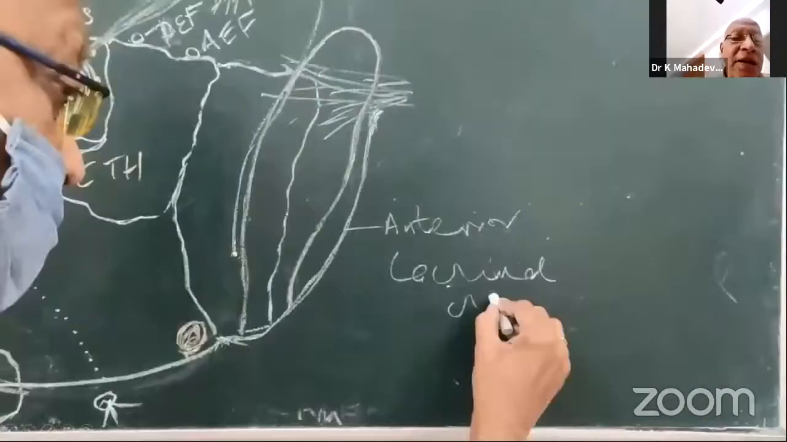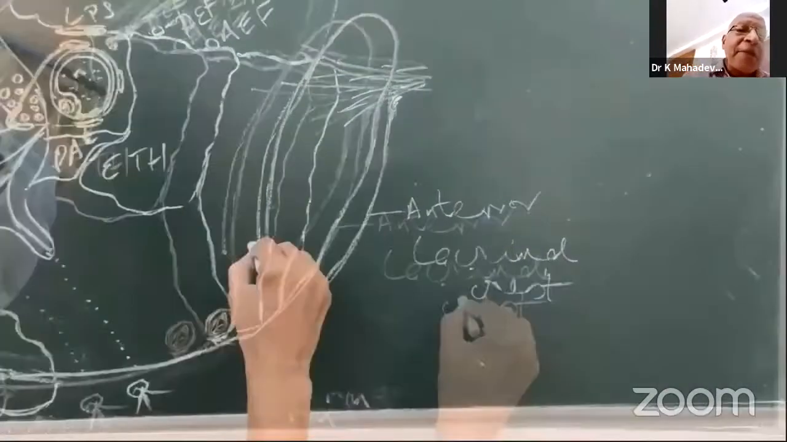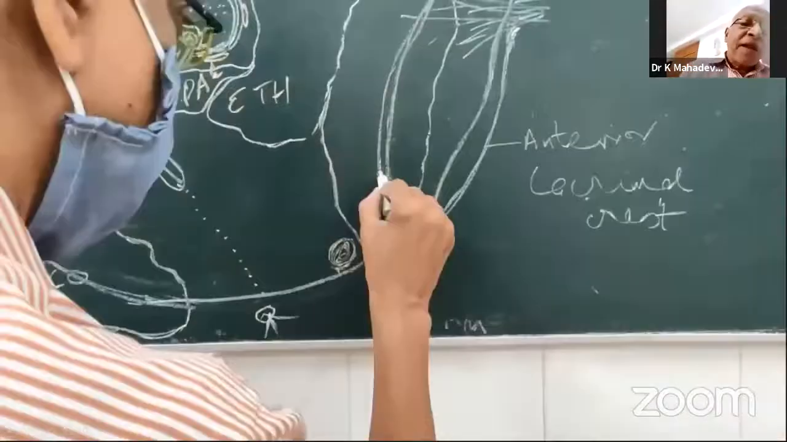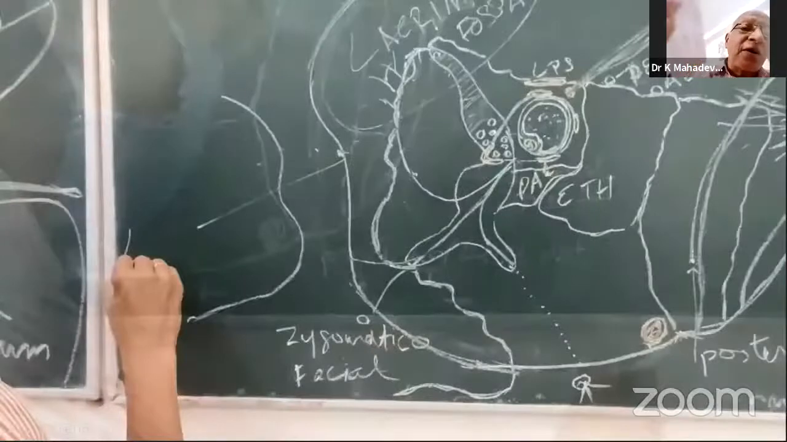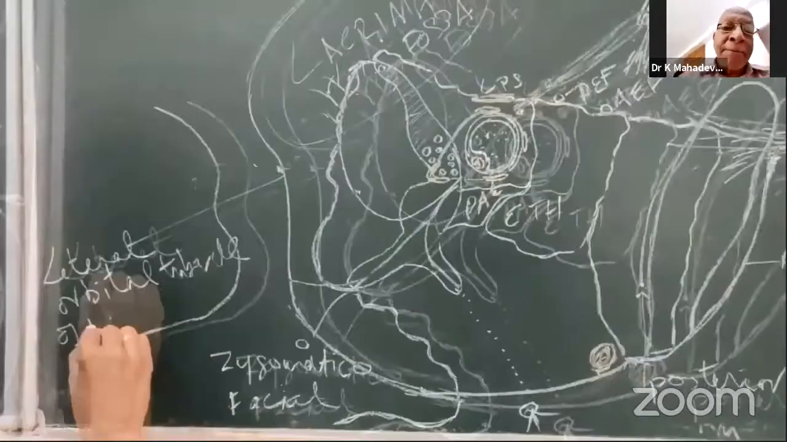The anterior lacrimal crest, now I am marking. That is the posterior lacrimal crest. Now I am marking the posterior lacrimal crest, which lies on the lacrimal bone.